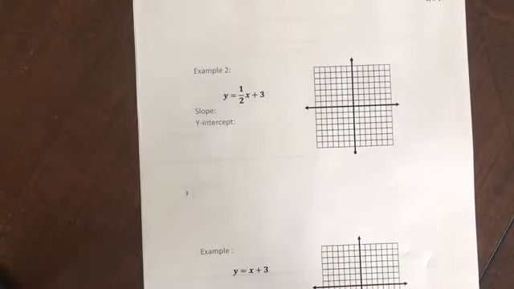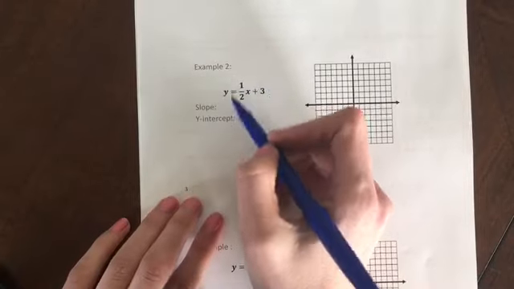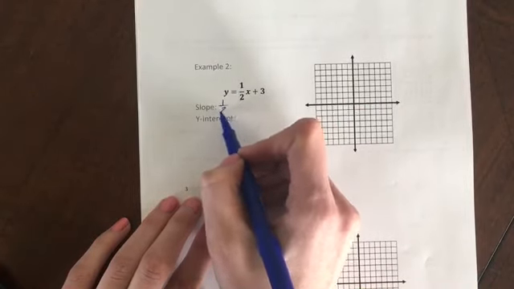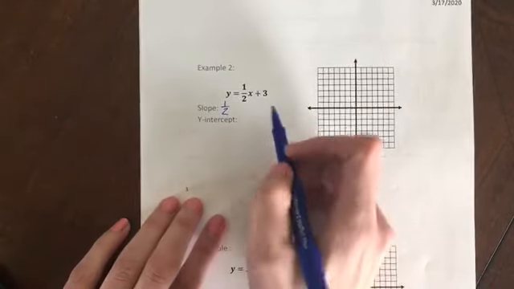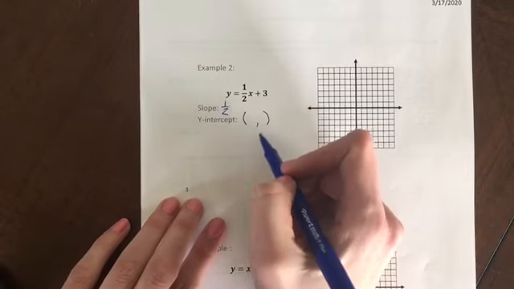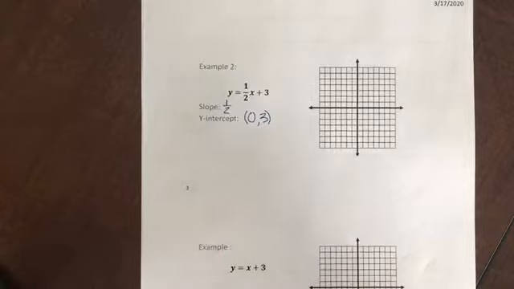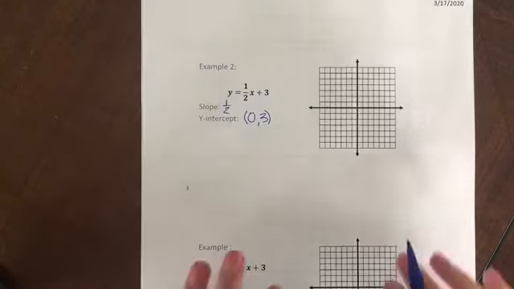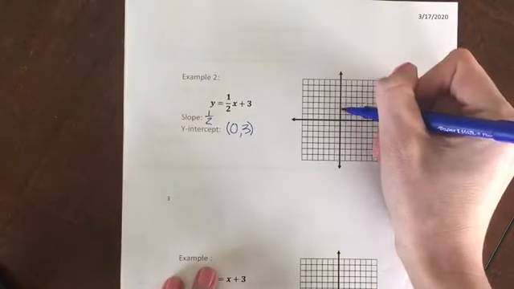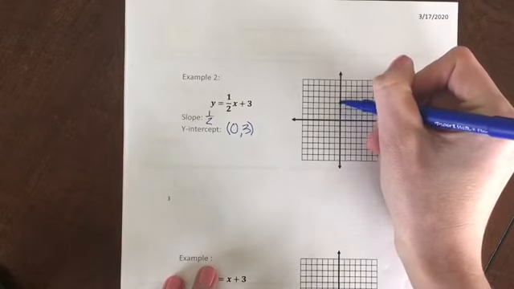Identify the slope and y-intercept. The number being multiplied to x is our slope, 1/2, and the y-intercept is that constant. Remember, in a y-intercept, the x value is 0, so that means this 3 goes here. The third step is to plot the y-intercept, 0, 3. So 0, 3.